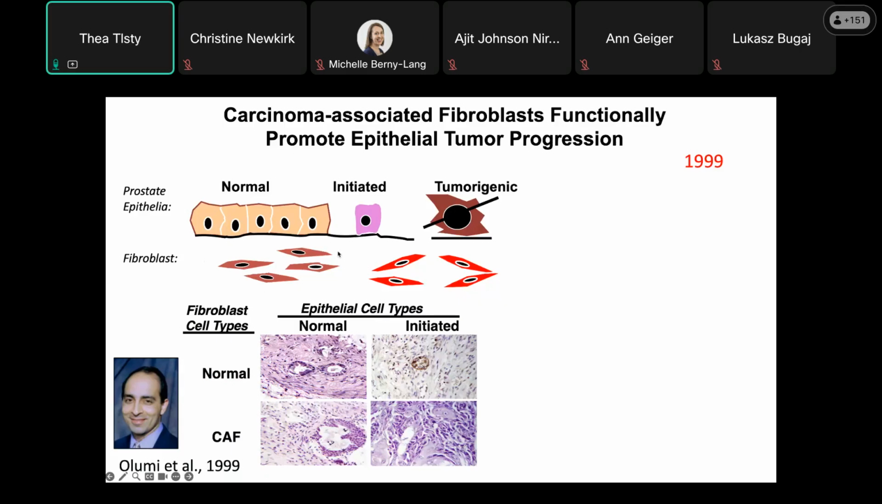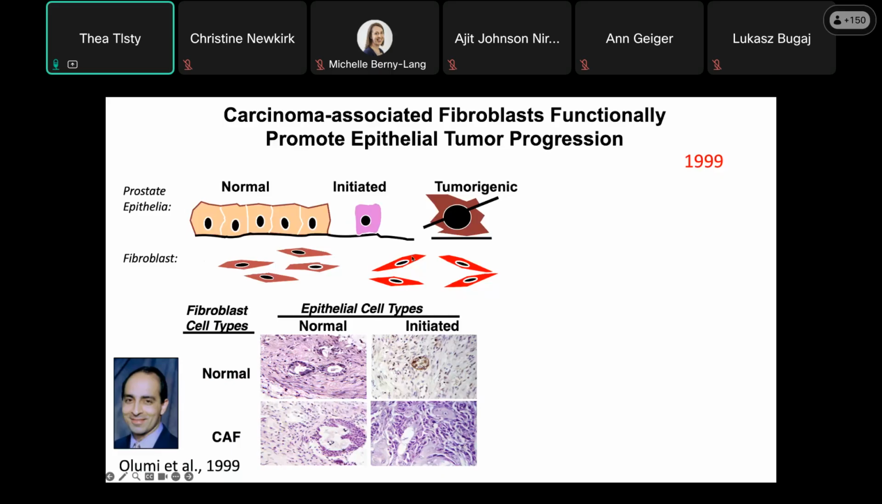If we put the normal fibroblasts interacting with the initiated epithelial cells, you had an aborted ductal structure. Nothing grew. If we took these carcinoma-associated fibroblasts and allowed them to converse with the normal prostatic epithelial cells, we did get a ductal structure, but it was not normal. It looked exactly like PIN, prostatic intraepithelial neoplasia, or a precancer. And when we did this with breast, we got DCIS-looking lesions.